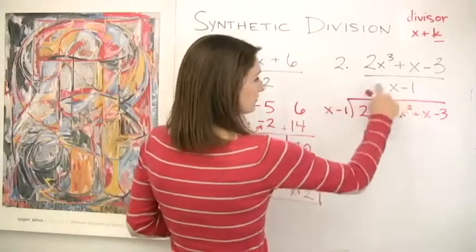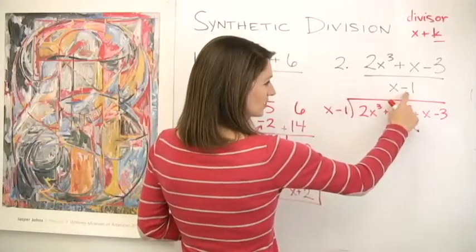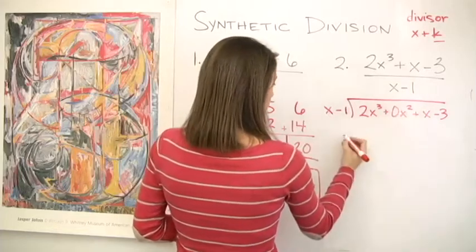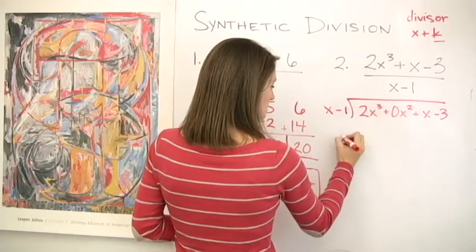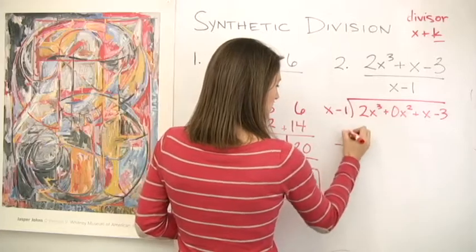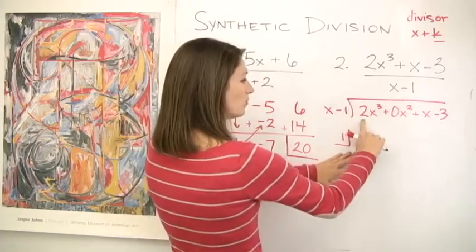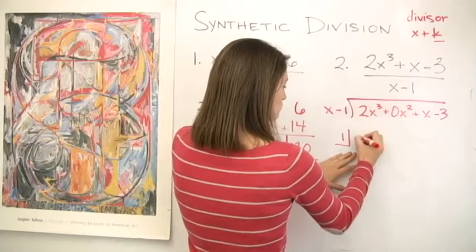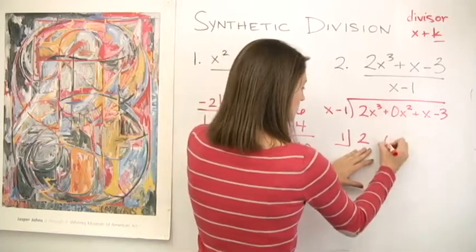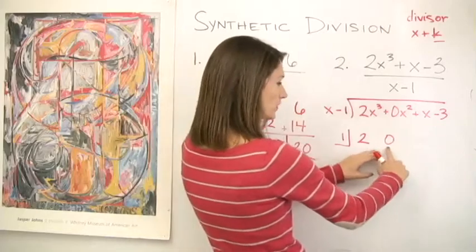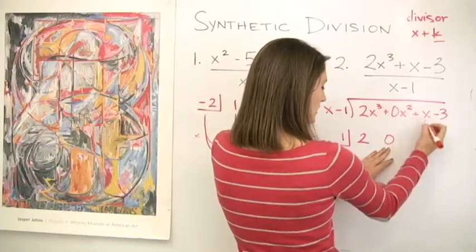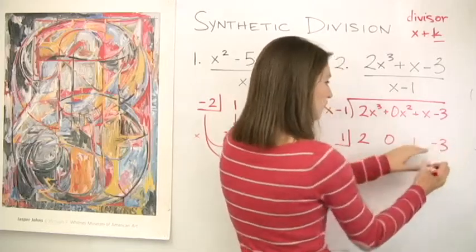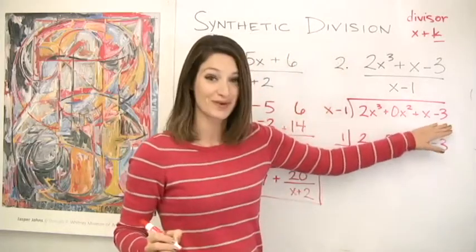So the constant of our divisor here is -1, and so we need to change this sign and write it up in our corner. So we're going to change the sign to a positive 1 and put it in our brackets. And then we're going to pull down our coefficients for our x terms. So we pull down our 2 and our 0. This is very important to remember to include the 0. And then we have a 1 on our x term and a -3 for our constant.